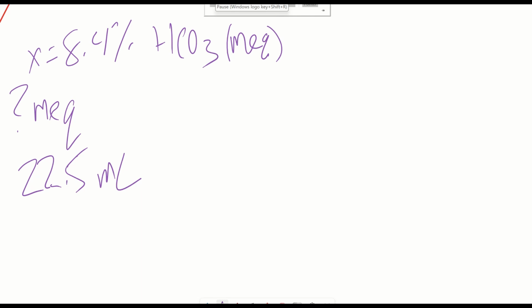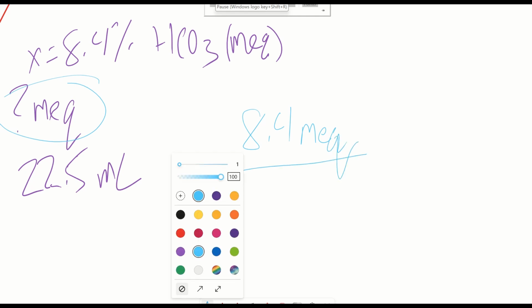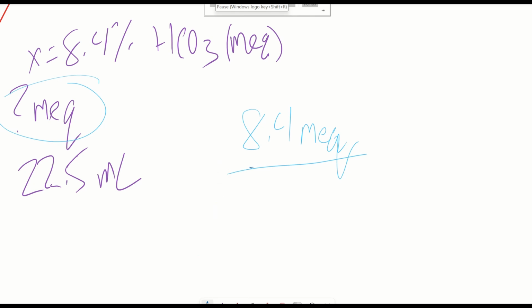So we're solving for MEQs. Let's do a different color. We're doing MEQs here, so let's do MEQs on top. So 8.4 MEQs. Let me see if I can darken this. Here we go. 8.4 MEQs per what? 100 mLs. So 100 mLs times what? We're solving for MEQs, that's our goal here. So what are we missing? We have to cancel out what? mLs. Do we have any mLs in our problem?